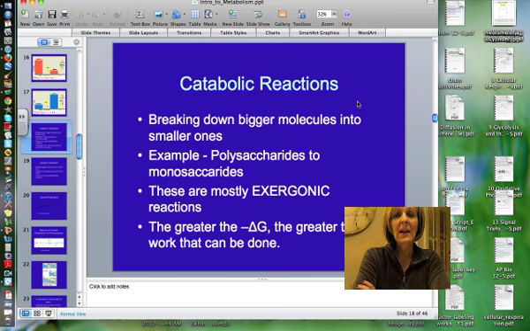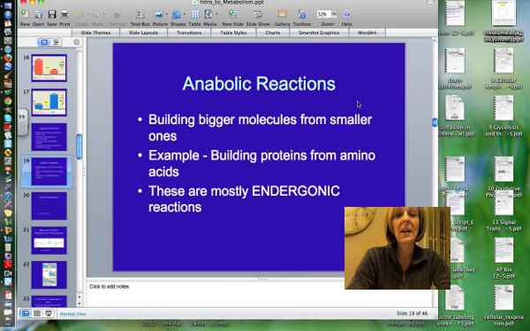So in general, catabolic reactions, remember that catabolic means breaking down. Catabolic reactions are reactions where you take a large macromolecule and break it down into subunits, like a polysaccharide to a monosaccharide or a protein to amino acids. They're mostly exergonic reactions, with a negative delta G, and there's more work that can be done from those reactions. Anabolic reactions, where you are building monomers into polymers, like proteins from amino acids or monosaccharides into polysaccharides, are mostly endergonic reactions.